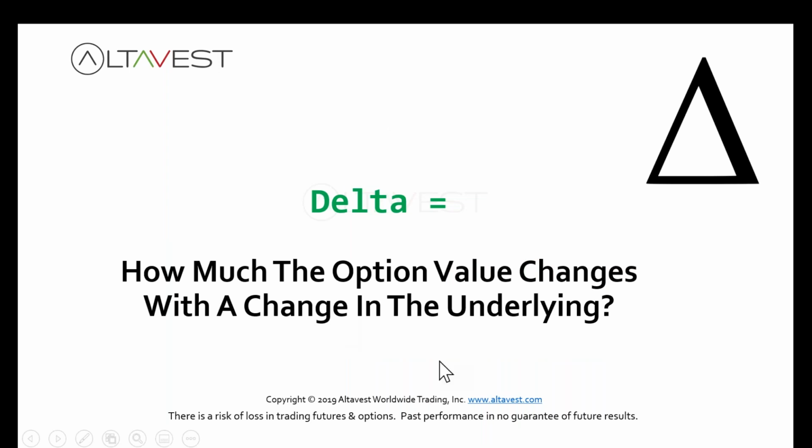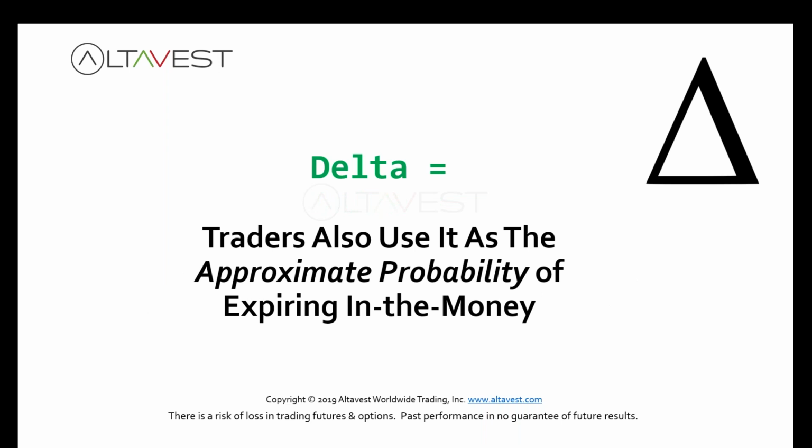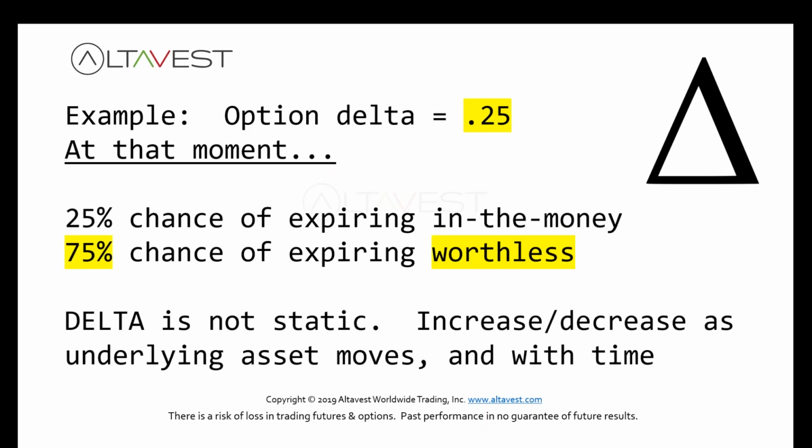Delta is basically how much does the option value change if the underlying futures market changes. And the way we look at it with what we're doing, it's also the approximate probability of expiring in the money. That's a common way that traders view delta. It's just the way the math works. So example, if an option's 0.25, there's a 25% chance it expires in the money, and then a 75% chance it expires worthless. Remember this, delta is always moving up and down with price and time.